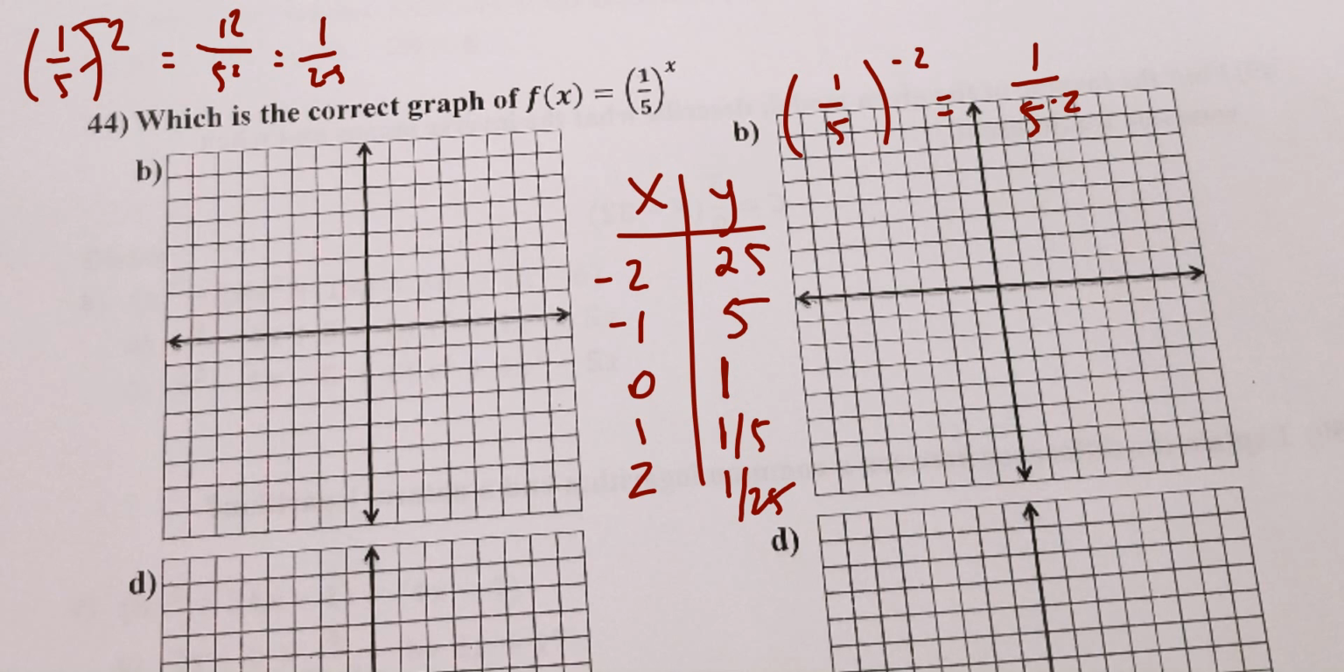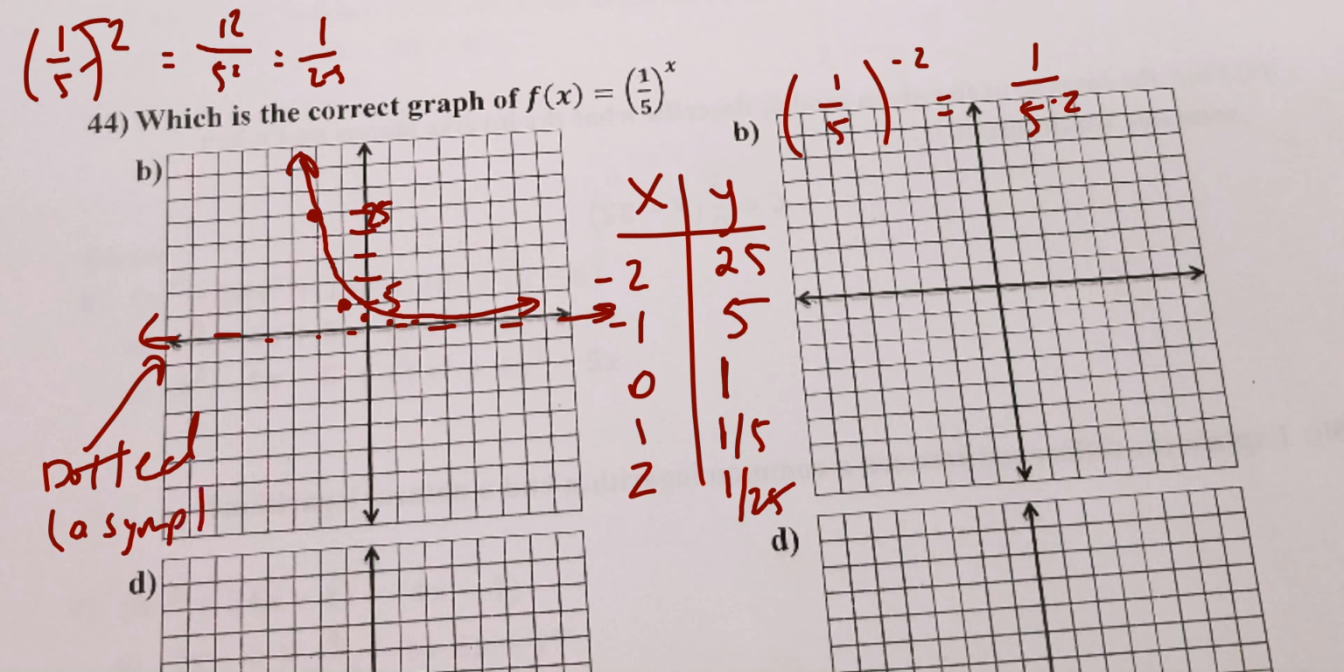So left 2 way up to 25. I'm going to make these go by, I'll say 5. So I'm going to go left 2 up to 25, put a dot. Left 1 up to 5, put a dot. 0, 1. And it's going to be really, really close. But remember, it's never going to touch. There is a dotted line here that's called an asymptote. Dotted because it's not part of the graph. It's called an asymptote. And that's it for 44.